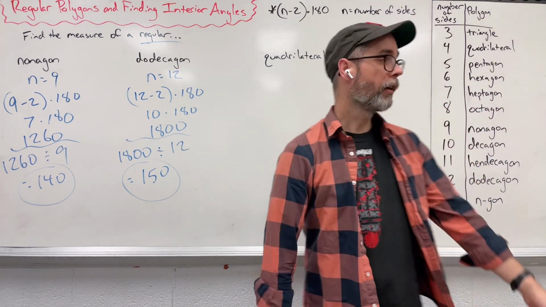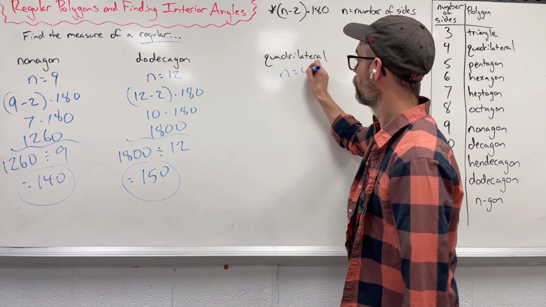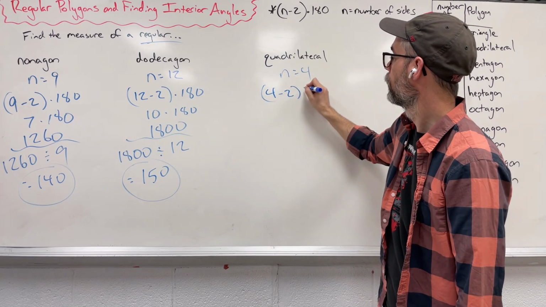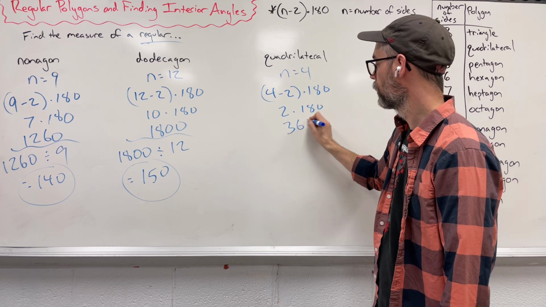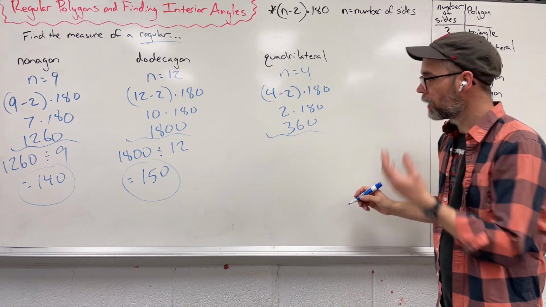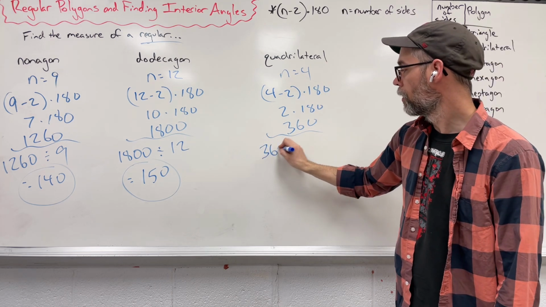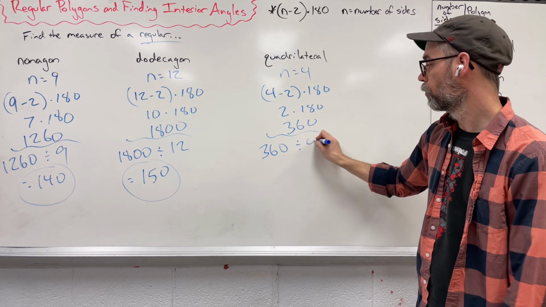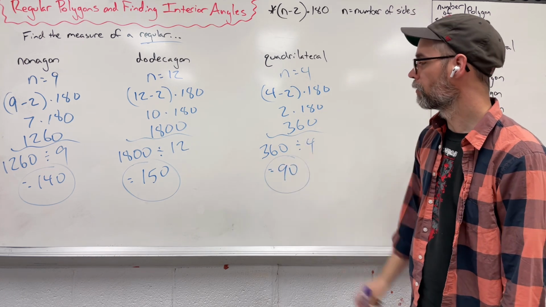Quadrilateral. Quadrilateral is a four-sided figure. N equals 4. Let's take that, plug them in. 4 minus 2 times 180, giving us 2 times 180, which is 360. We want to then take this and divide it by however many sides. So 360 is all the angles. I want to know one angle. We have 4 of them. That ends up with 90 degrees.